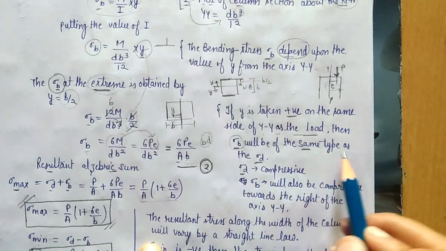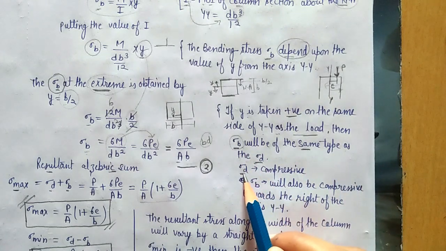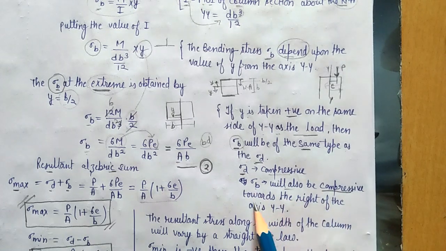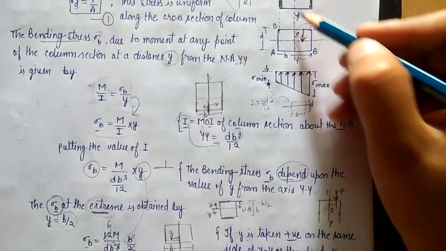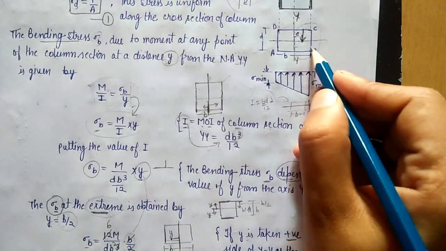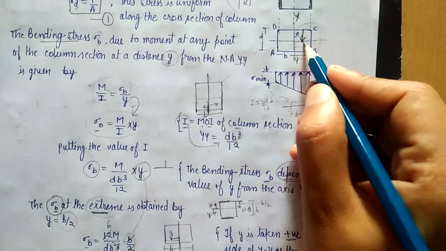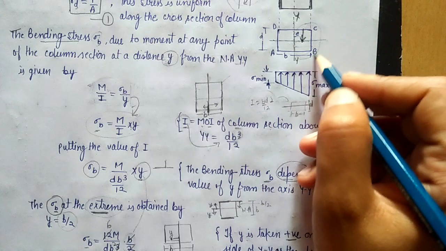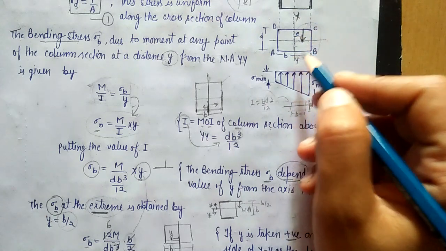Sigma b will be the same as sigma d. That means sigma d is compressive, so sigma b will also be compressive towards the right of the y axis. This is our y axis. So right of this y axis, if we apply the load somewhere here, both stresses, direct stress as well as bending stress, come out to be compressive.